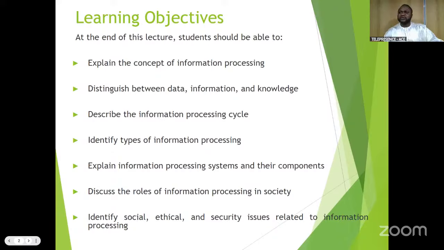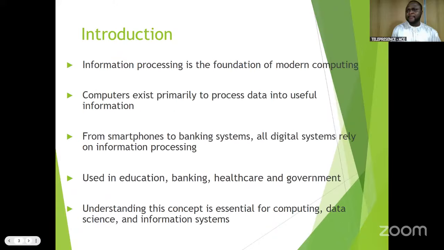then identify the types of information processing. Then at the end of the lecture also, it's expected that you should be able to explain information processing systems and their components. Then you should discuss the role of information processing in society. And lastly, be able to identify the social, the ethical, and the security issues related to information processing.